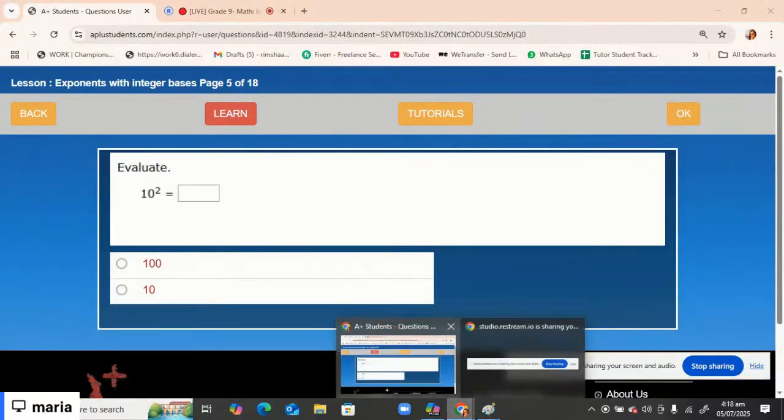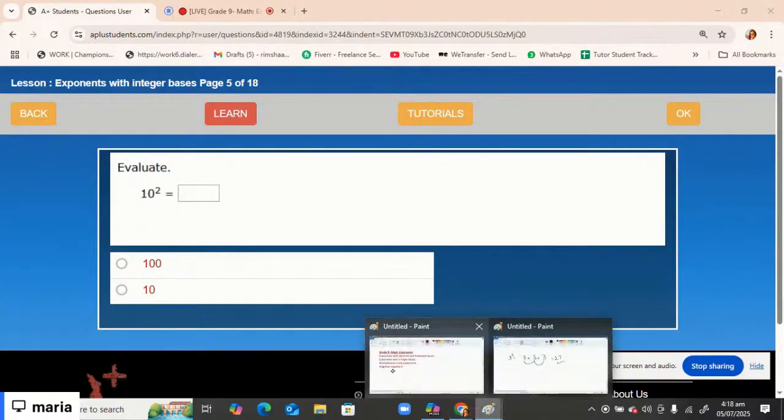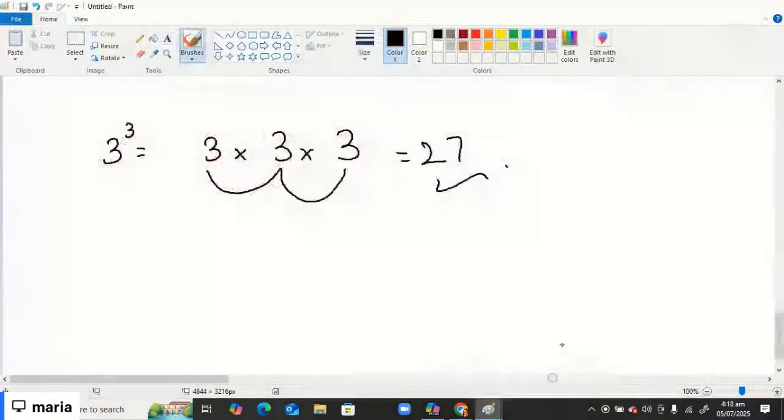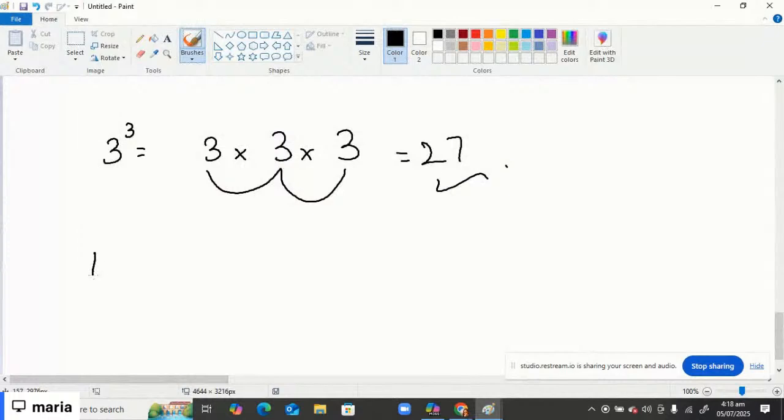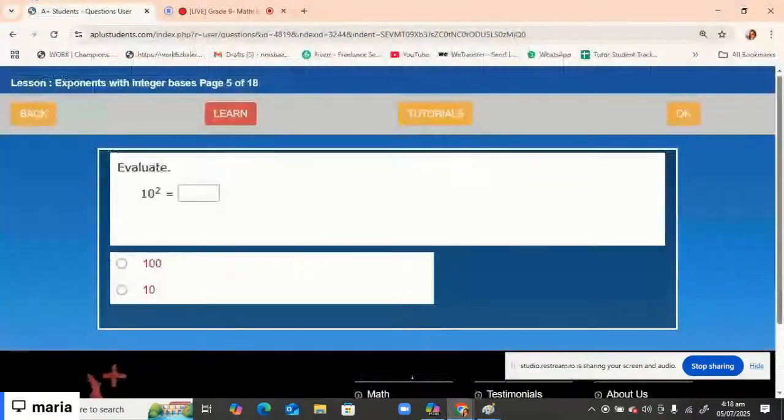10 power 2. It means that 10 times 10. So 10 times 10 is 100. Okay, so we go with 100.